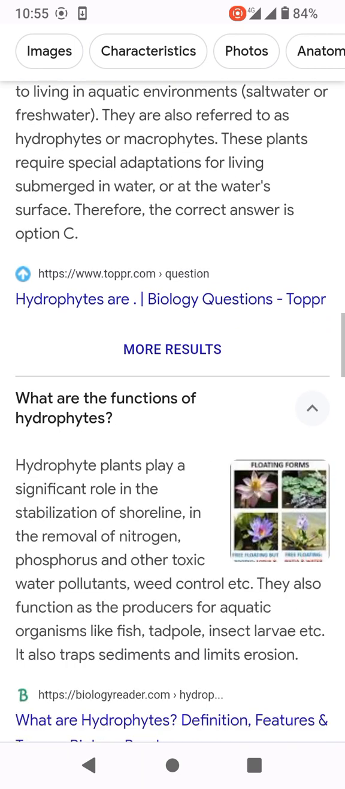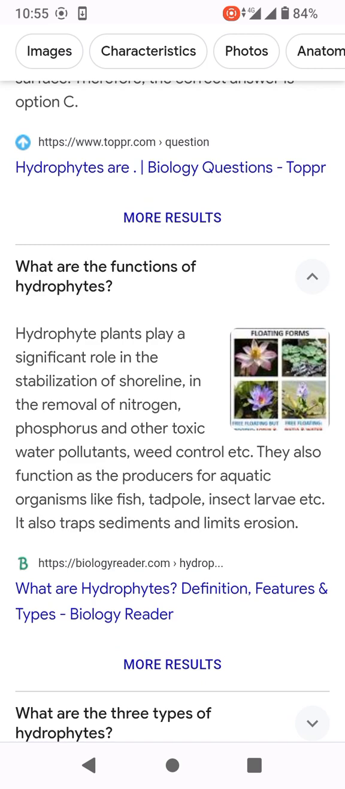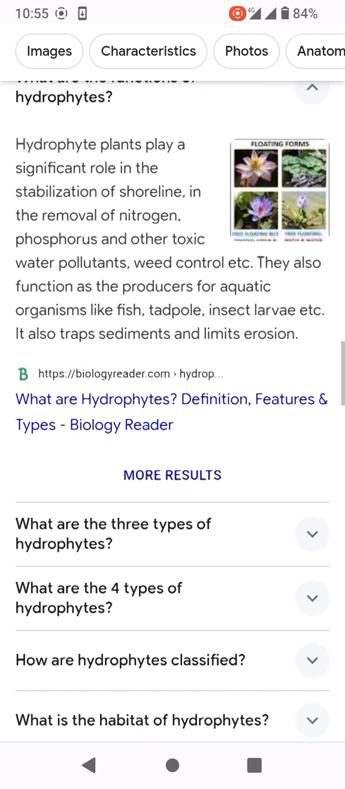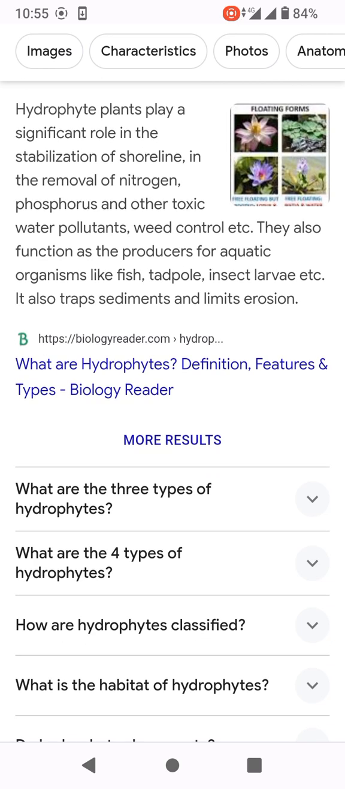What are the functions of hydrophytes? Hydrophyte plants play a significant role in the stabilization of shoreline, in the removal of nitrogen, phosphorus and other toxic water pollutants, weed control, etc. They also function as the producers for aquatic organisms like fish, tadpole, insect larvae, etc. It also traps sediments and limits erosion.